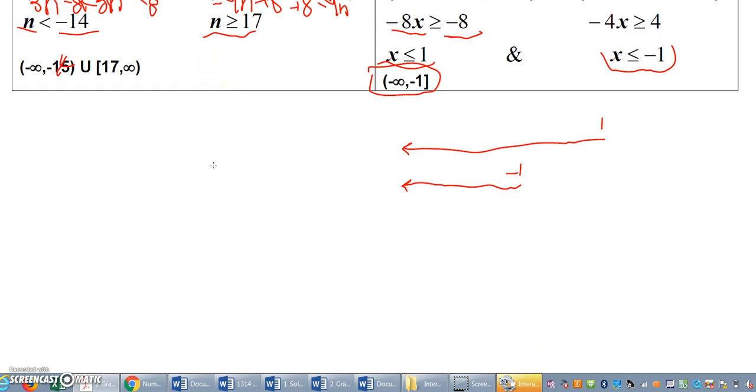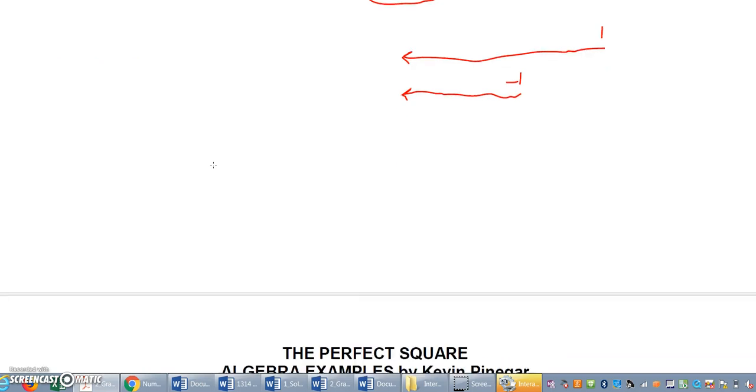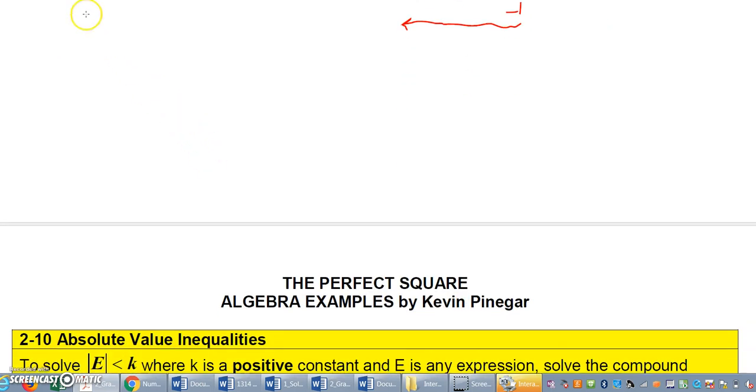Now I've got one more video for this section, and it deals with absolute value inequalities. And so that will finish up this entire chapter 2 that I've created here.